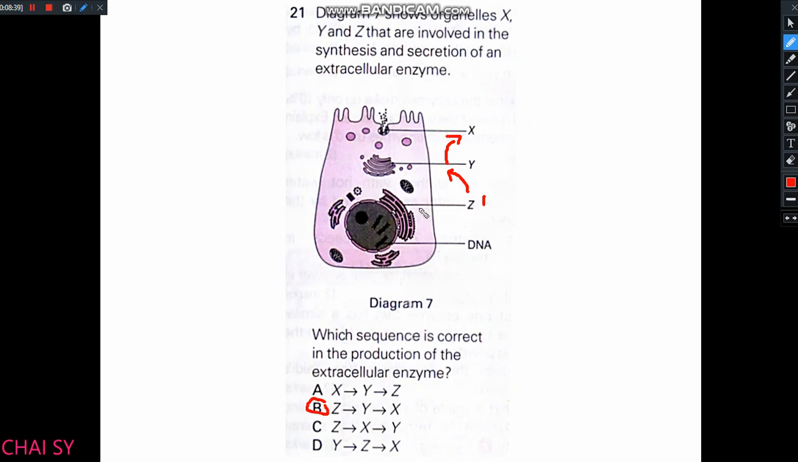Here, what is Z? Ribosome or RER. And what is Y? Golgi apparatus. And what is X? Yes, the secretory vesicle fuses with the plasma membrane of the cell and secretes the extracellular enzyme out of the cell.